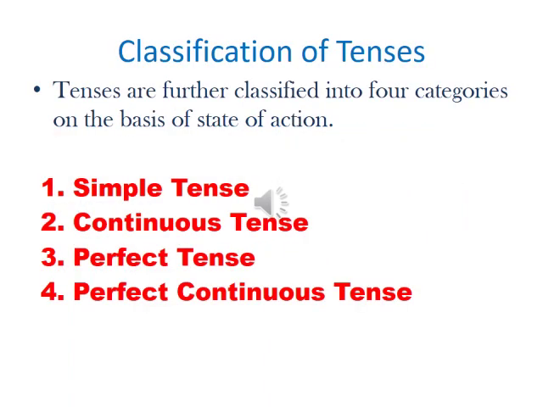Let's see the classification of tenses now. Tenses are further classified into four categories on the basis of state of action. The first is simple tense. Second, continuous tense. Third, perfect tense. Fourth one is perfect continuous tense.